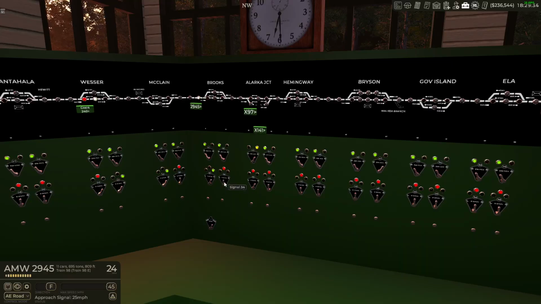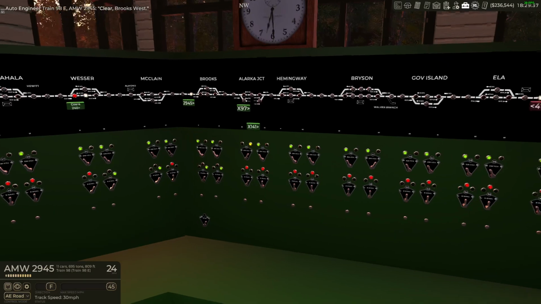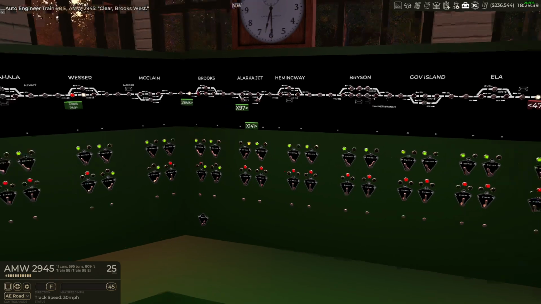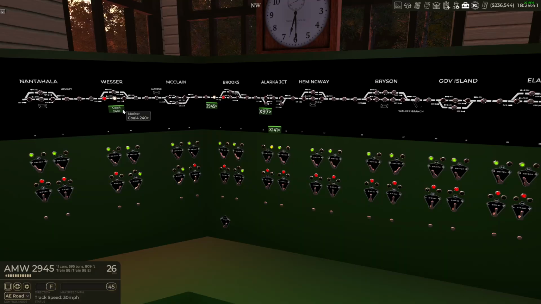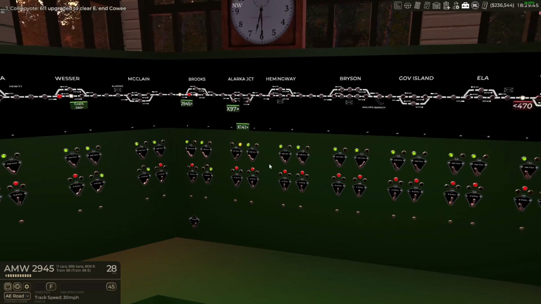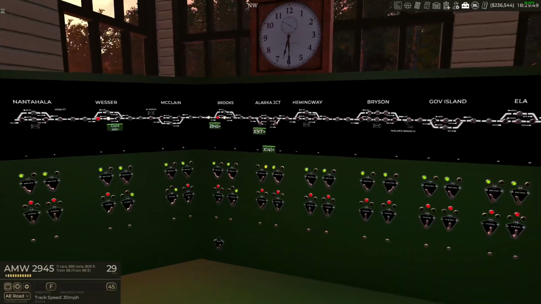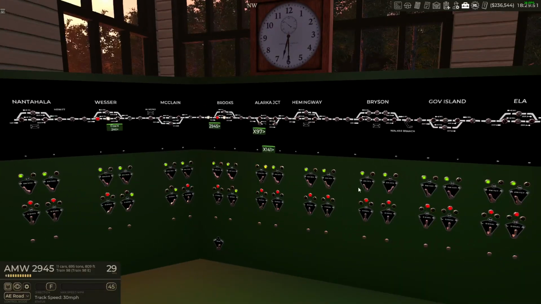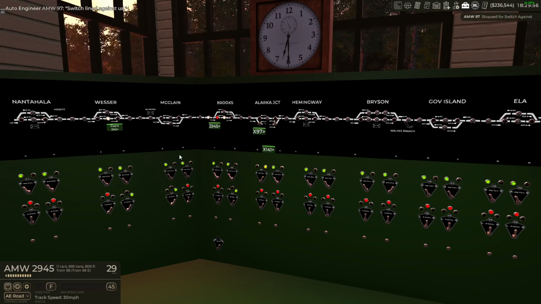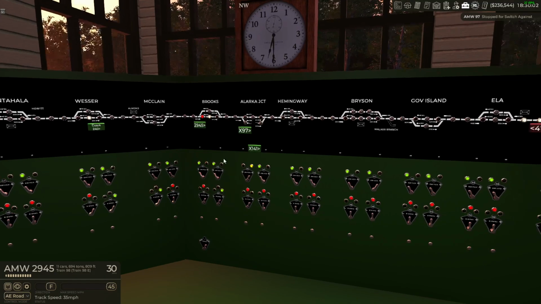Approach at Brooks. See, I don't know if this is a benefit or a negative, but if you have a train running on AI in this, it yells at you if it sees a restricting, and it yells at you if it sees a red, so that way you know it stopped. Which, I don't know, George, is that what you do to your dispatchers? If you're not very nice, yeah.